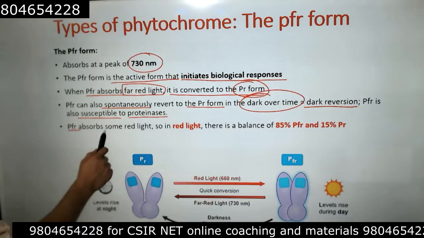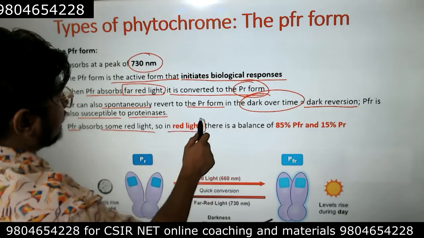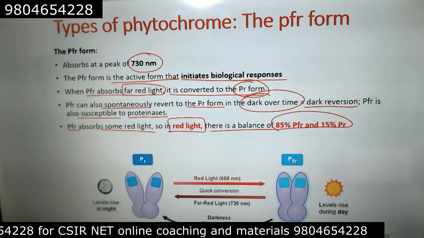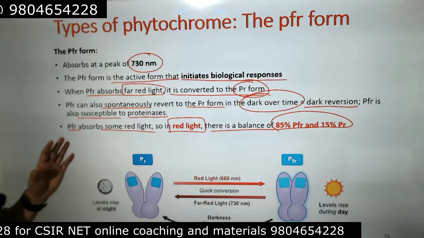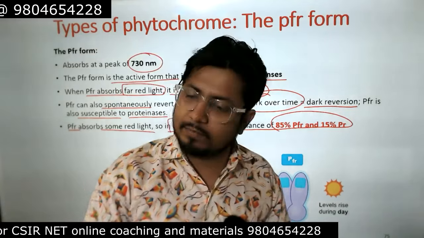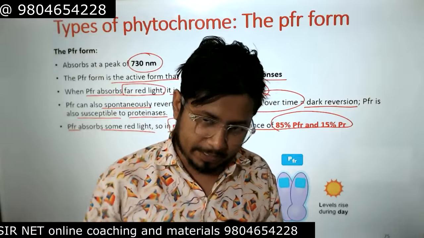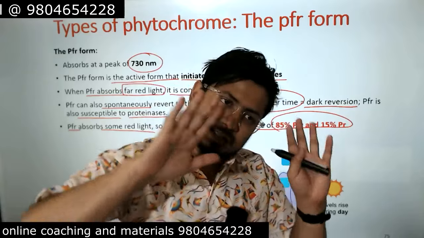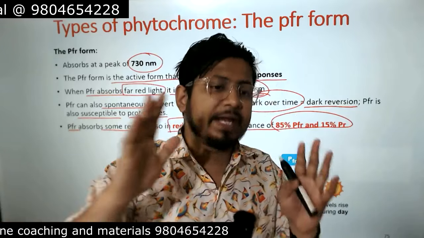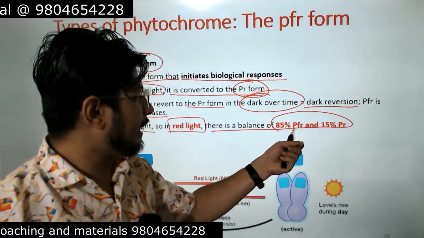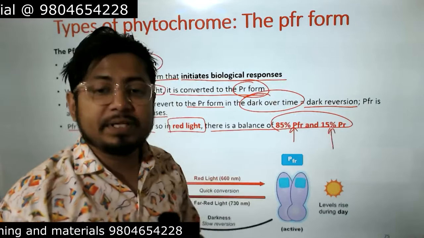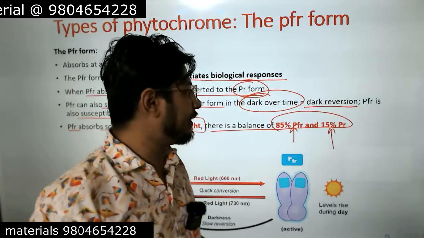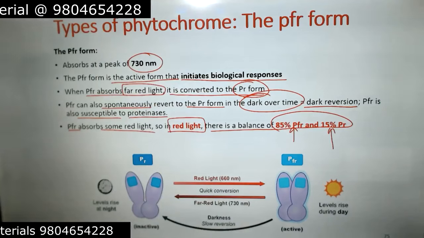PFR absorbs some red light. So in red light, there is a balance of 85% PFR and 15% PR. Now PR normally receives red light and is converted to PFR, but PFR can also receive red light. So in a well lit condition, where red light is present from the sunlight, we have 85% in the PFR form and 15% as PR.